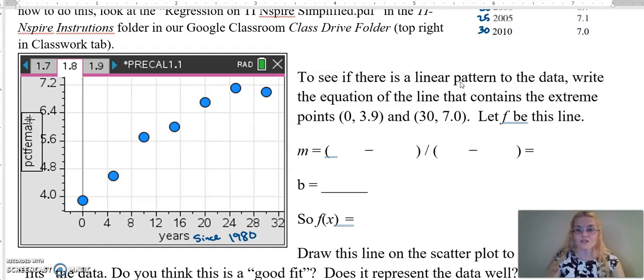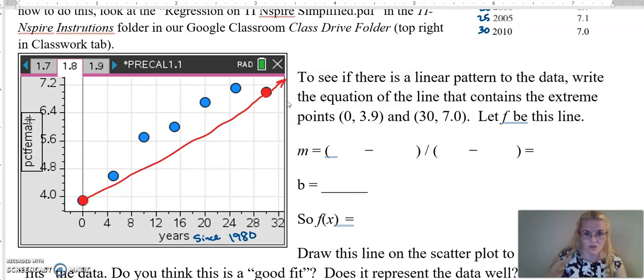So to see if there's a linear pattern to the data, let's go ahead and write the equation of the line that contains the extreme points 0, 3.9 and 30, 7.0. So if I were going to draw a line between these 2 points, it's not perfectly straight, but you get the idea. What would the equation of that line be? What's m? m is our slope, right? b is the y-intercept. So what would those be?